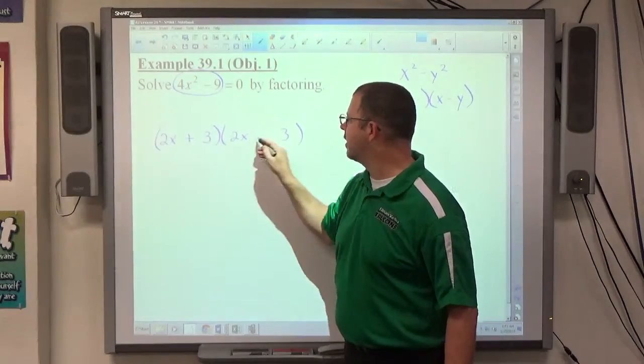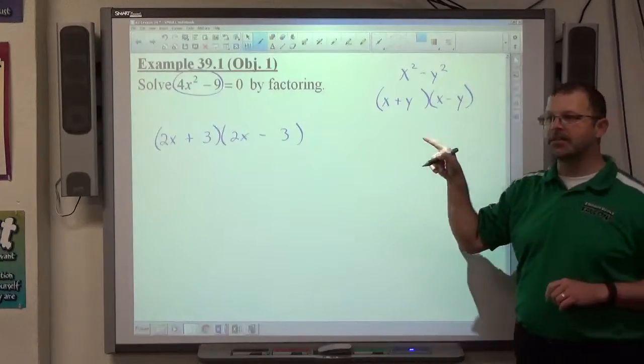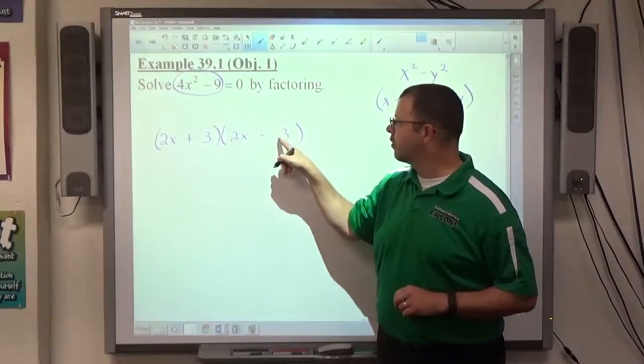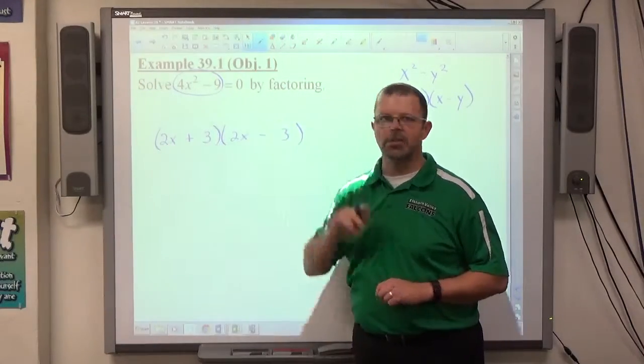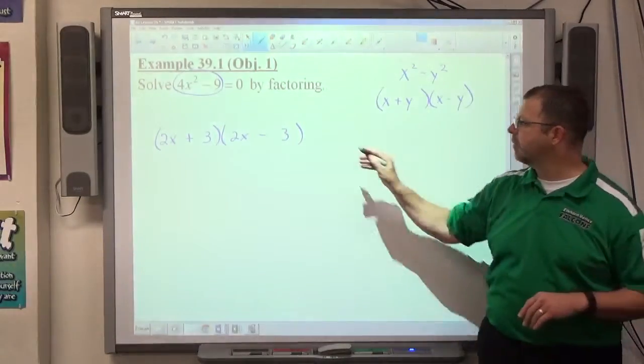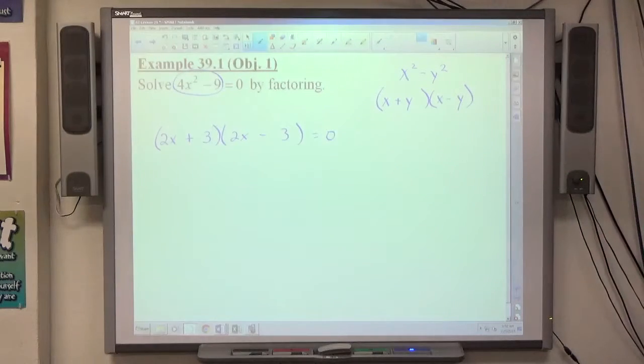We do a sum and a difference. And if you're unsure which one goes where, know that the 9 is negative. Positive and negative 3 make a negative 9. 4x squared is positive, 2x and 2x make a positive 4x squared. So the correct sign shows up, equals 0. So that's step 1. If we're going to solve by factoring, we factor by the difference of squares.